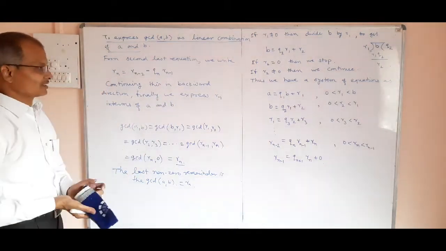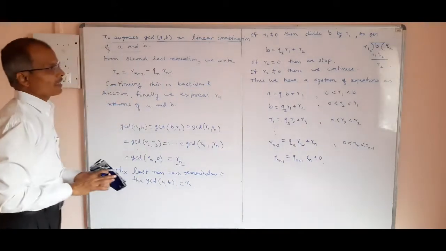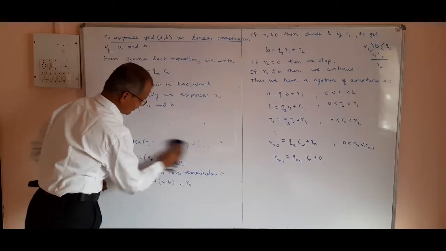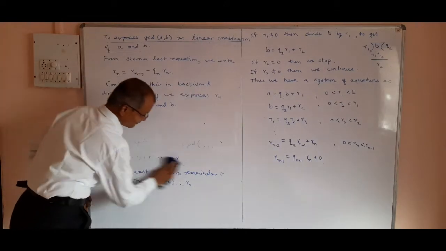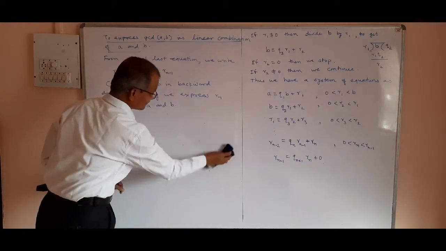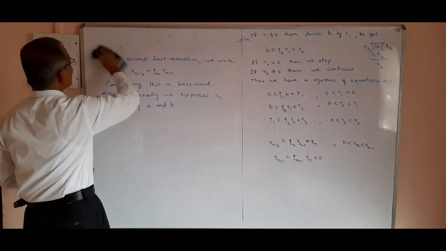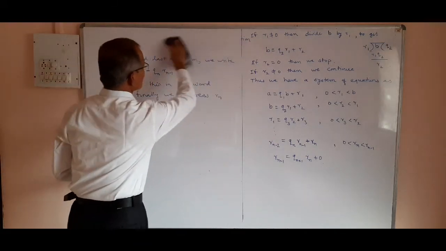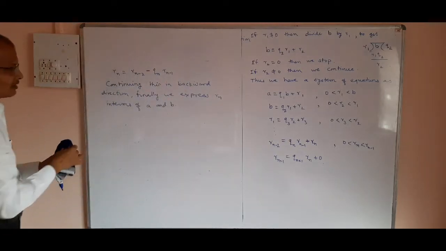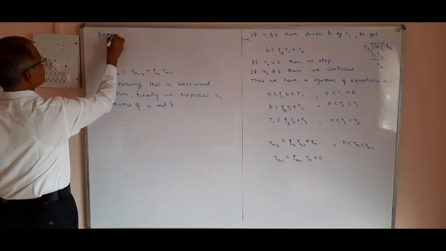So there are two parts. First get the GCD and then express the GCD in terms of original integers A and B. Now we shall have an example of this, then this will be clear to you. Now consider example. So this we will consider example from the problem set.